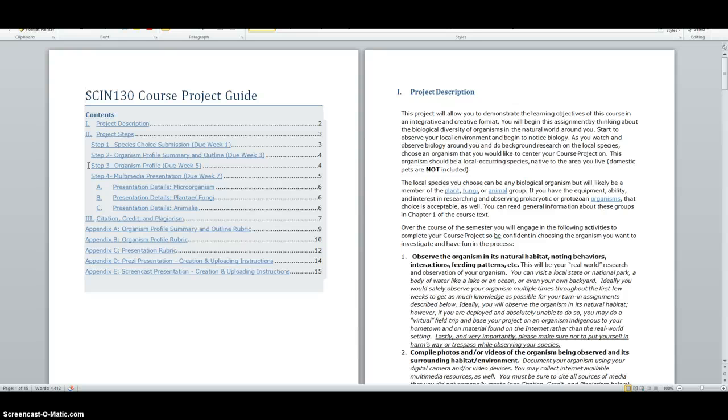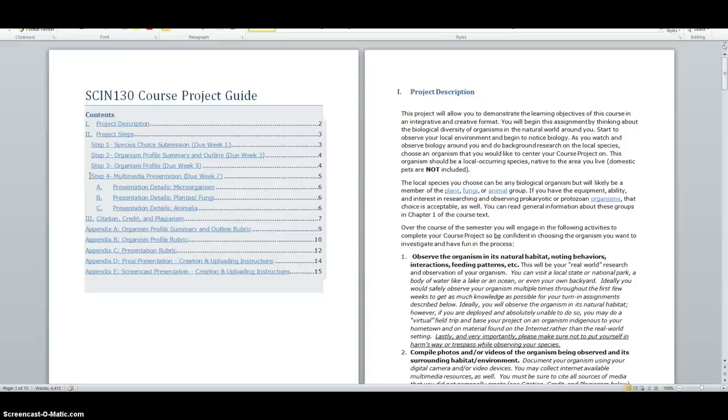The second main component of this project is listed as step 4, the multimedia presentation. Here you're going to cover different aspects than the paper about your organism, and you're going to present it to the entire class during week 7, or excuse me, you're going to actually submit it to me during week 7 for grading, and present it to the rest of your classmates in the week 8 forum.